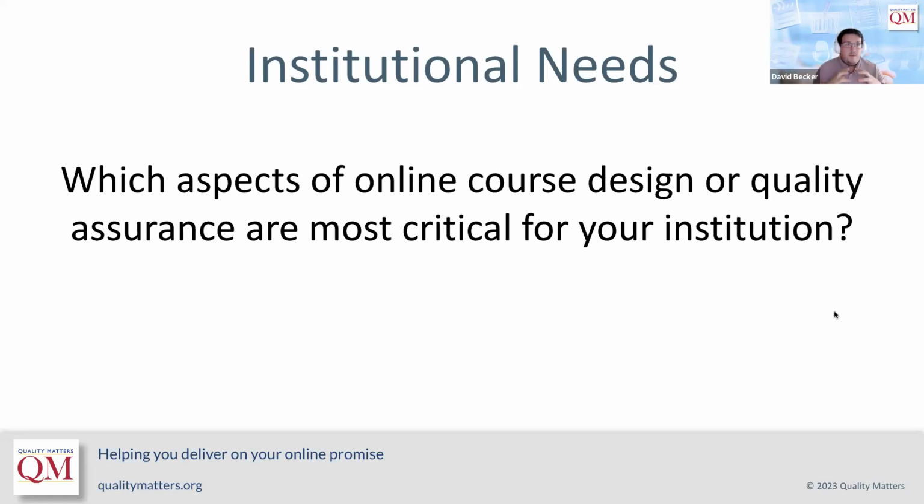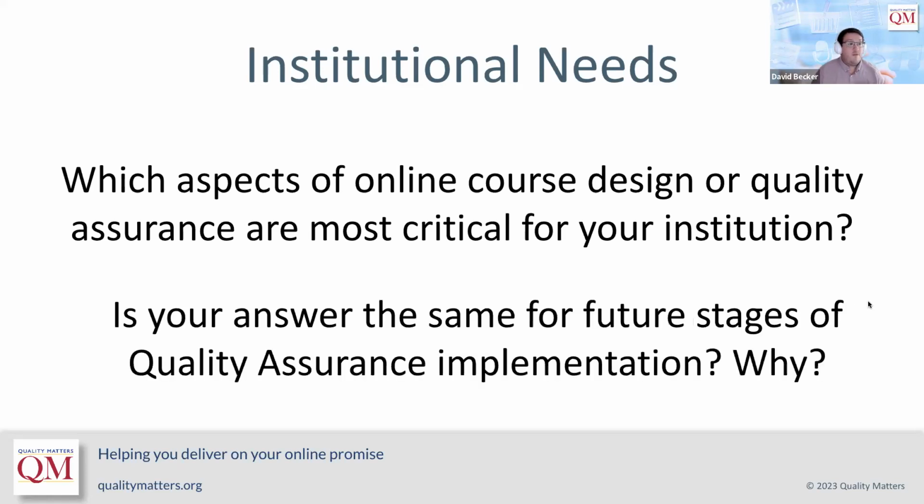Absolutely. So not only, thinking about where you are now and what are the immediate needs that you need to address with quality assurance, we also want you to think about what that looks like moving forward. Are those aspects of those institutional needs the same as you look maybe 6 months to a year down the line, maybe 2 years to 5 years down the line? How do those needs change? And how are those changing needs going to impact your decisions regarding professional development in its relation to quality assurance?